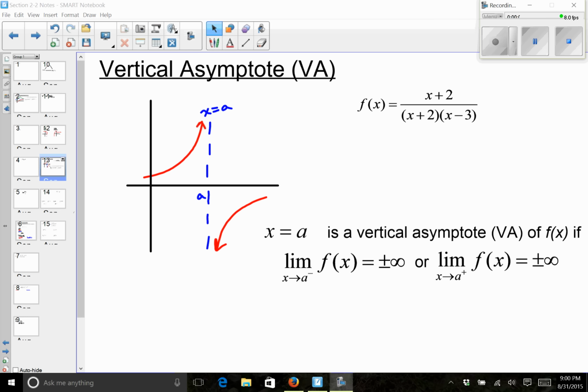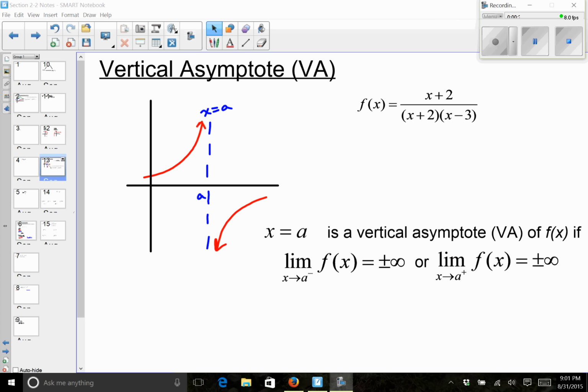Section 2.2 is called Limits Involving Infinity. A more accurate name for this would actually be asymptotes. We're going to be talking about two types of asymptotes. This video is going to focus on the vertical asymptotes. There really shouldn't be a whole lot of new information here. A lot of this you've learned how to do in algebra and in pre-calculus.